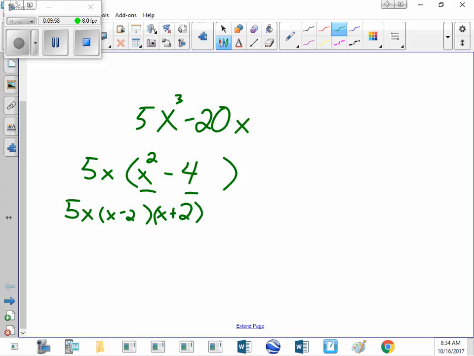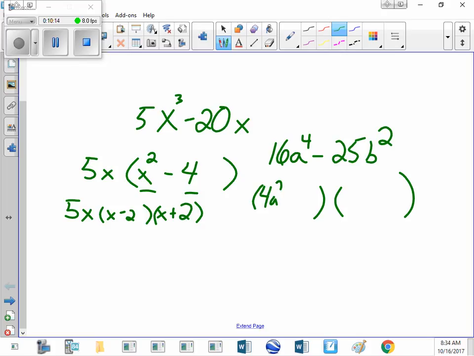Okay. What if I had 16a to the fourth minus 25b squared? Is that a DOPS? Yes. What are the factors going to be? 4a squared minus 5b and 4a squared plus 5b.